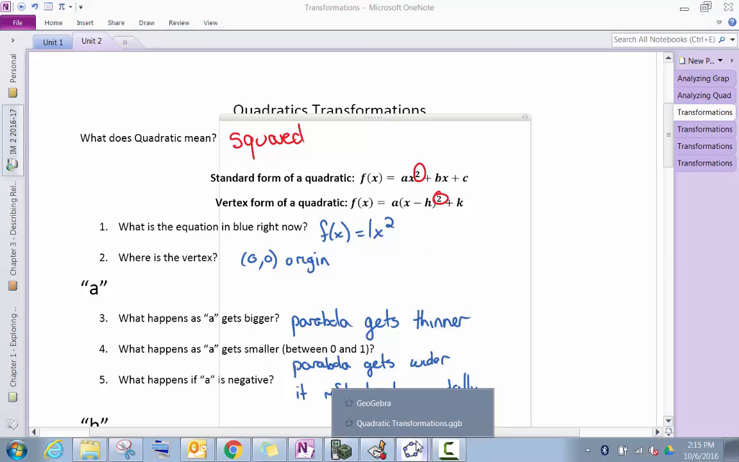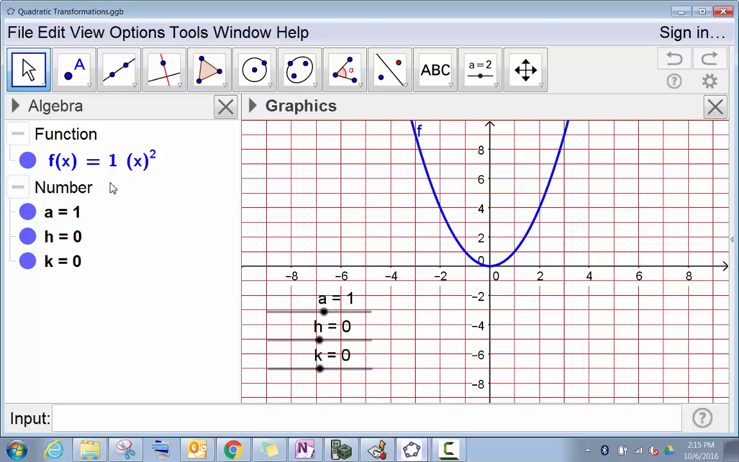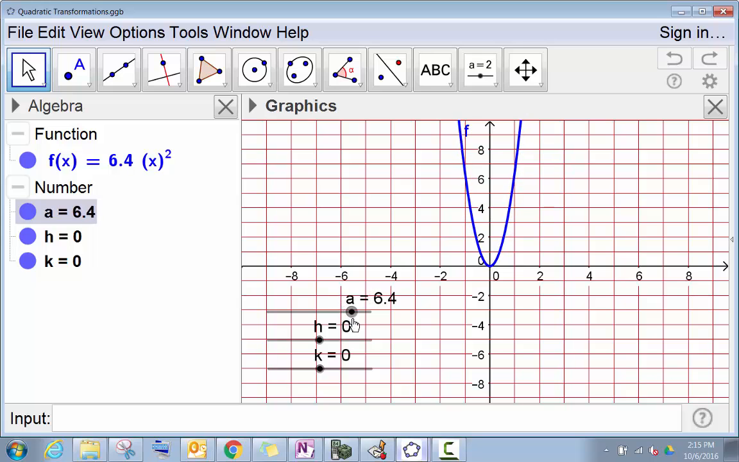So what is the equation in the blue right now? Well, it's f of x equals 1x squared. And where is the vertex? At the origin. So now we're going to move these different things. Notice now when I move a, the number in front, as it gets bigger, the graph actually gets narrow. And then as it gets smaller, the graph, the parabola, gets wider. So it's the opposite of what you think. Big number, narrow. Smaller number, wider, because it's slope.